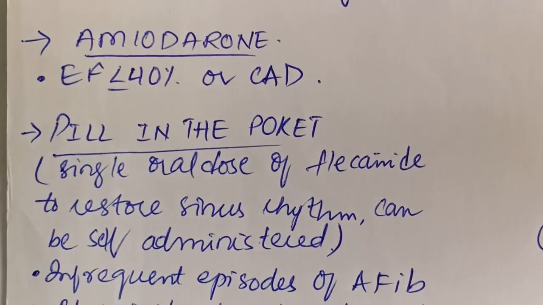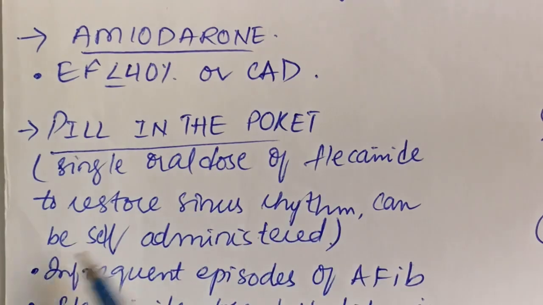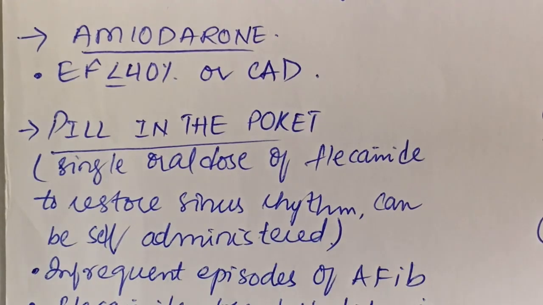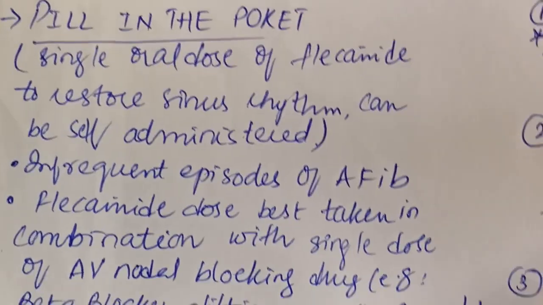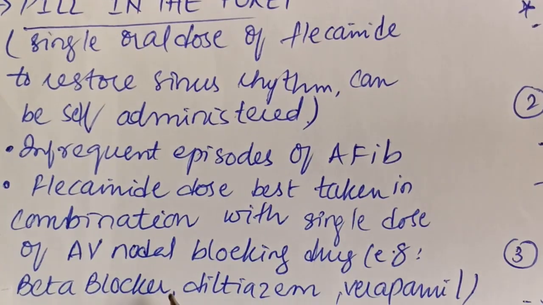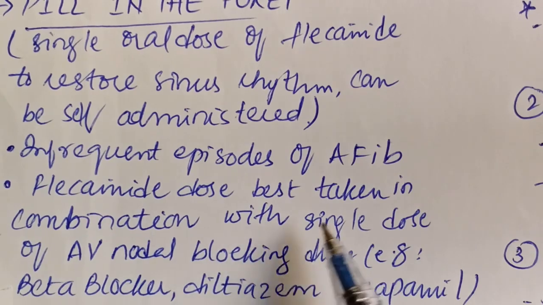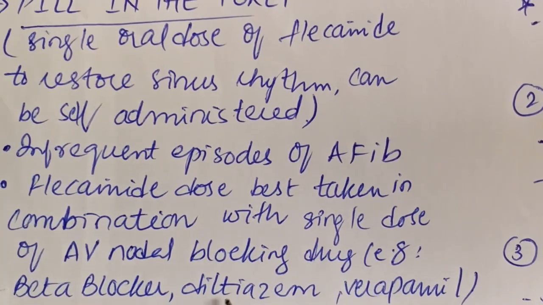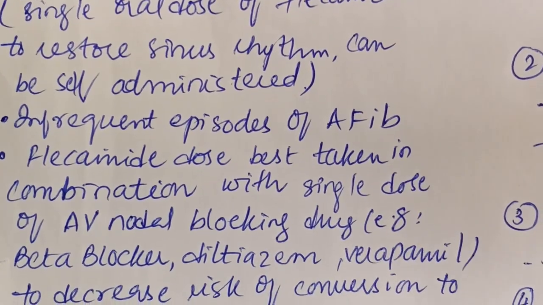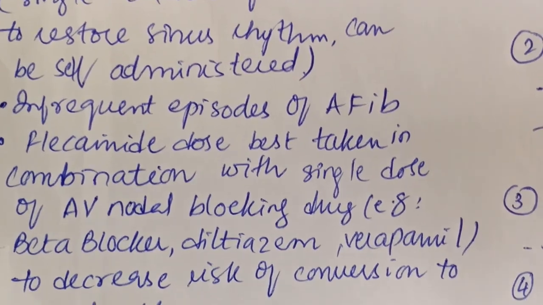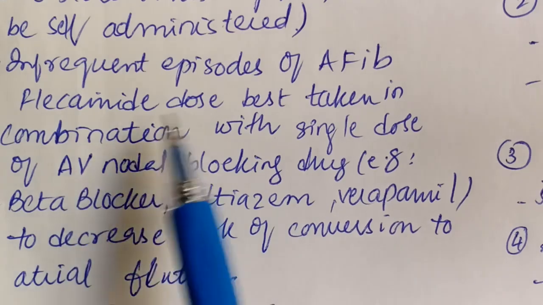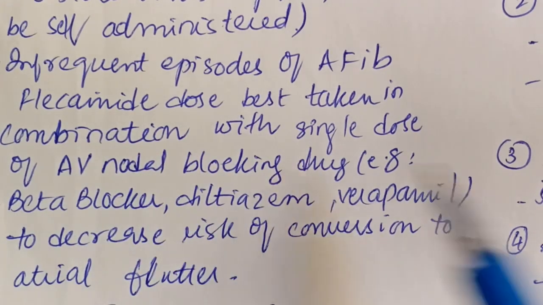There is another thing called the pill in the pocket, and this is a single oral dose of flecainide to restore sinus rhythm, and it can be self-administered. It is for patients who have infrequent episodes of atrial fibrillation. The flecainide dose is usually best taken in combination with a single dose of an AV nodal blocking drug, that is beta blocker, diltiazem, or verapamil, to decrease the risk of conversion to atrial flutter. So, if there is an increased risk of conversion to atrial flutter, we can give the flecainide in combination with these drugs.